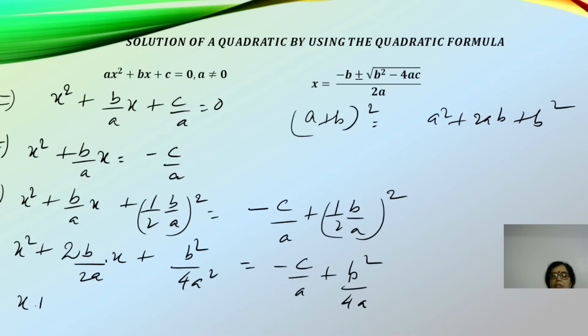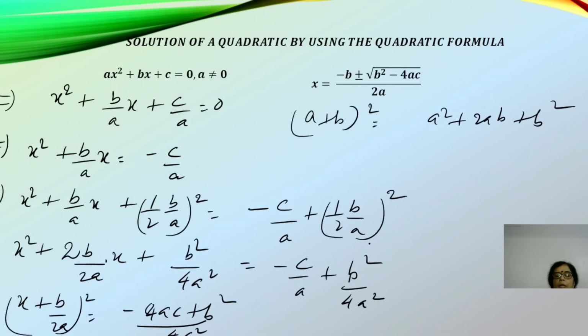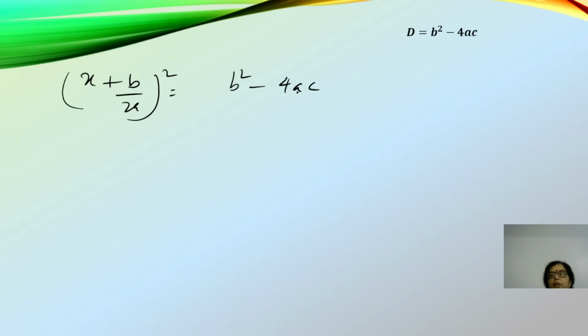So this can be written as x plus b by 2a the whole square is equal to minus c by a plus b squared by 4a squared. Take the LCM over here. So this becomes minus 4ac plus b squared by 4a squared. So now to get back to the formula, on the left hand side we get x plus b by 2a the whole square. On the right hand side we get b square minus 4ac by 4a square.